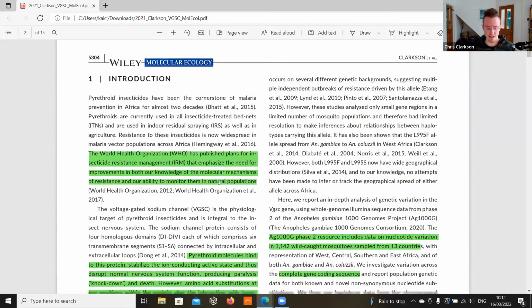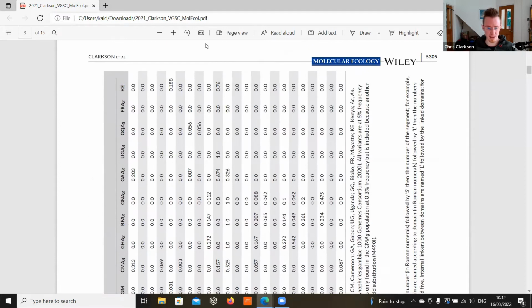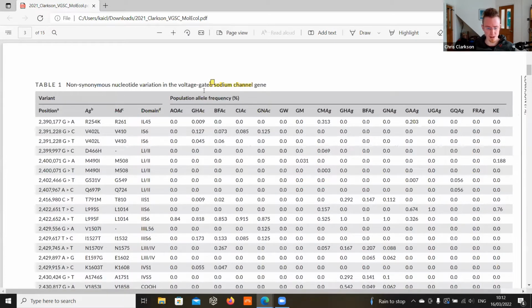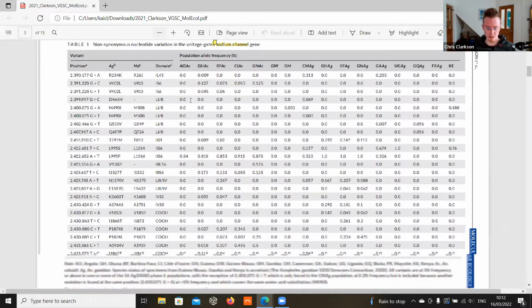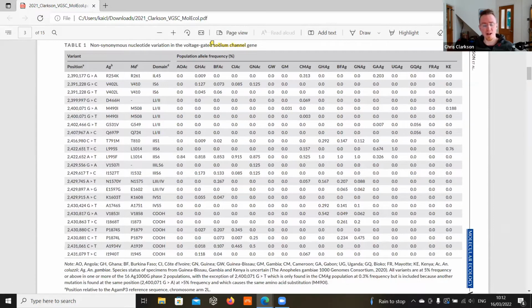Right, this table here might look a little bit familiar. So the first section of the results is VGSC non-synonymous nucleotide variation. To identify variants with a potential functional role in pyrethroid resistance, we extracted single nucleotide polymorphisms that alter the amino acid sequence of the VGSC protein. So this is exactly what we did in module 4 of the first workshop.